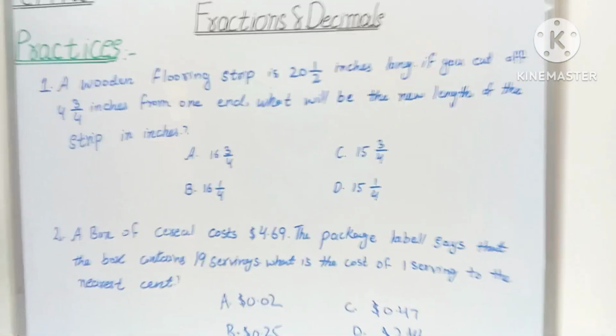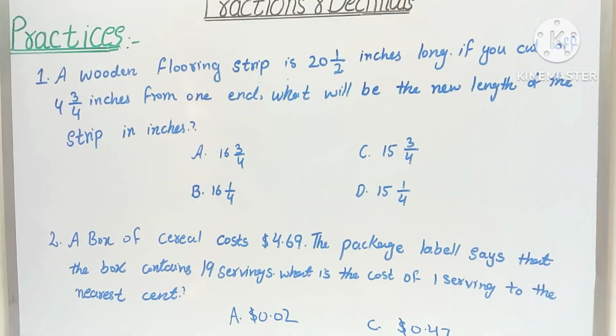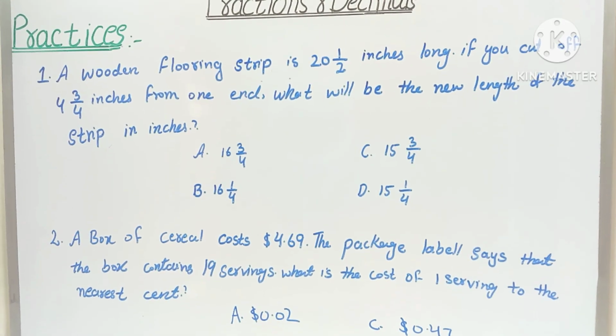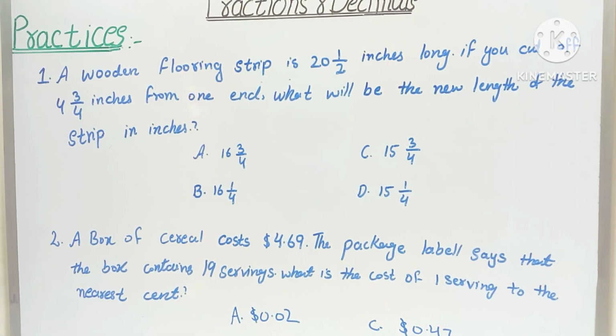There is question number 1. A wooden flooring strip is 21/2 inches long. If you cut off 3/4 inches from one end, what will be the new length of the strip in inches? Now there are 4 MCQs: A, B, C and D. How will we do this problem?